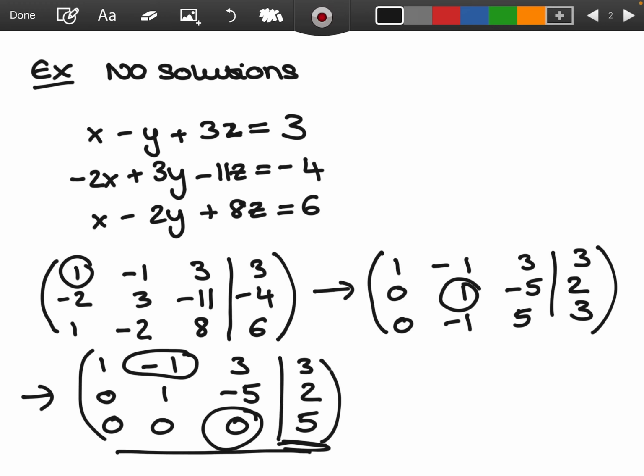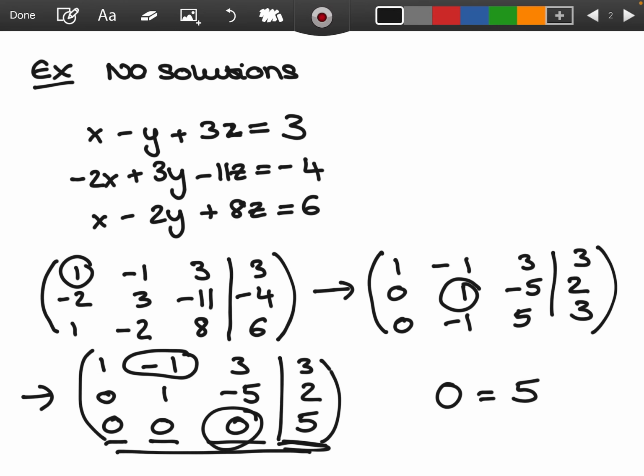If I look at my last row, if I were to turn that back into an equation, I would have 0 times x plus 0 times y plus 0 times z. So my whole left-hand side is a 0. And my right-hand side of my equation would be 5. That tells me 0 equals 5. Evidently, that's not true. So that tells me I have an inconsistency here. So because my system is inconsistent, it means I have no solutions.